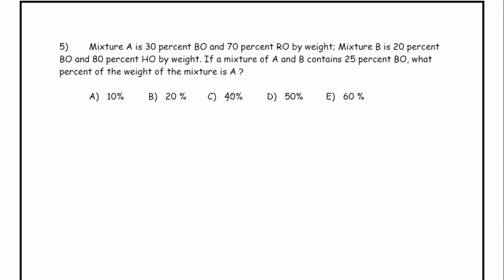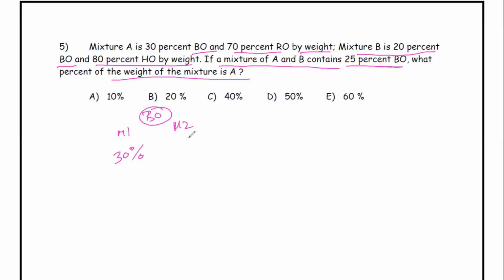Mixture A is 30% Bo and 70% Ro by weight. Mixture B is 20% Bo and 80% Ro by weight. If a mixture of A and B contains 25% Bo, what percent of the weight of the mixture is A? Okay. So again, mixture 1, which is A, is 30% Bo. I'm taking everything in terms of Bo. Mixture 2 is 20% Bo. If a mixture of A and B contains 25% Bo, so this is 25%, cross subtract, and you got 5%.